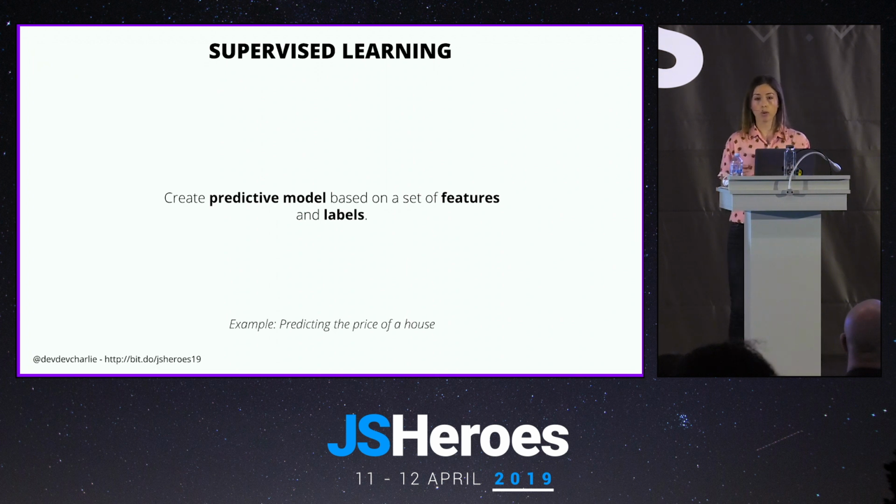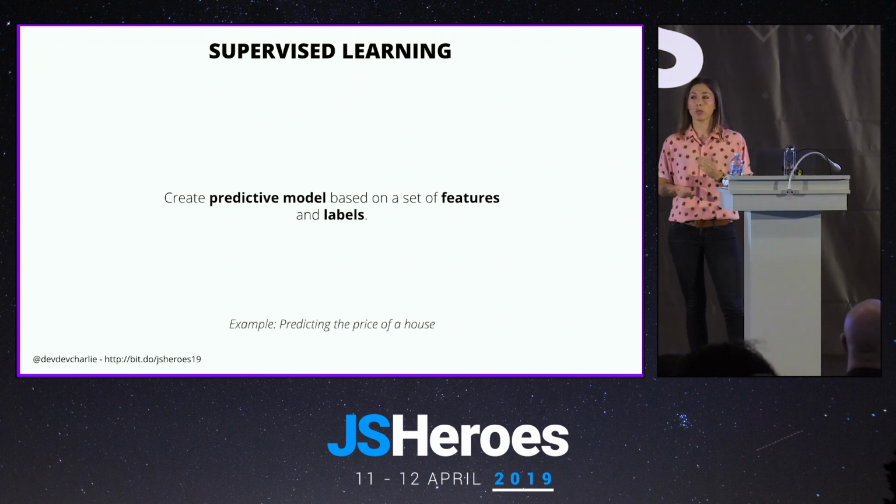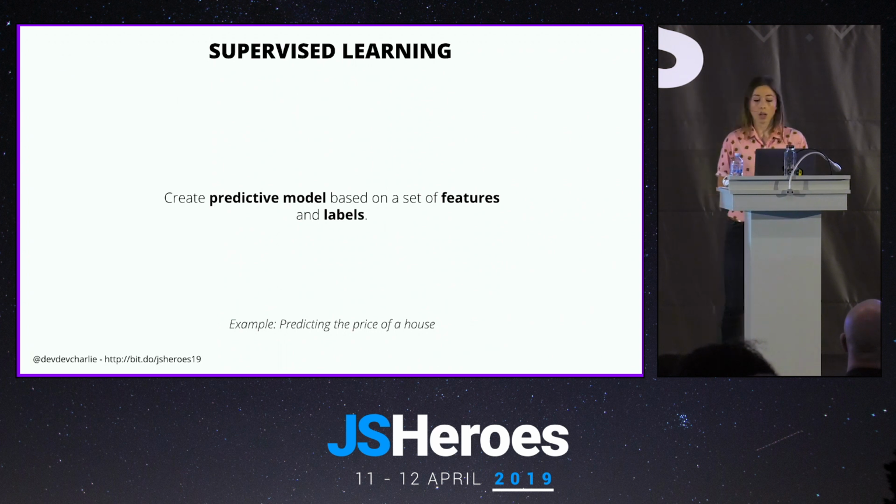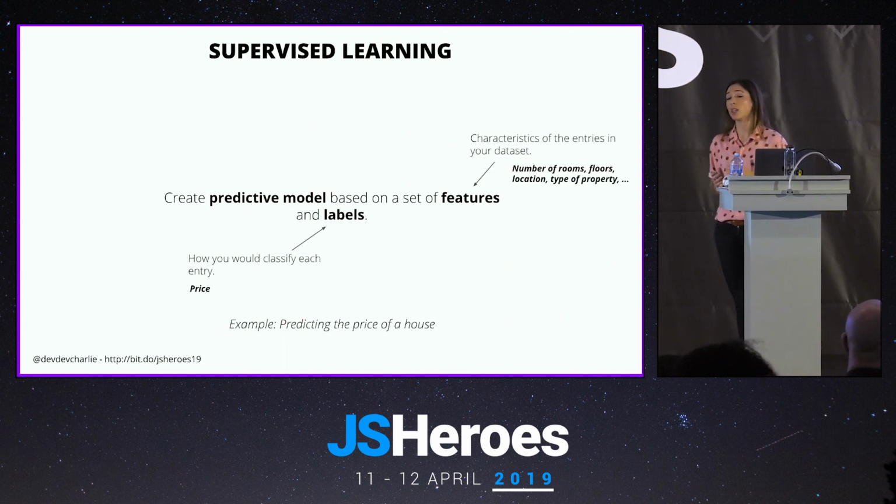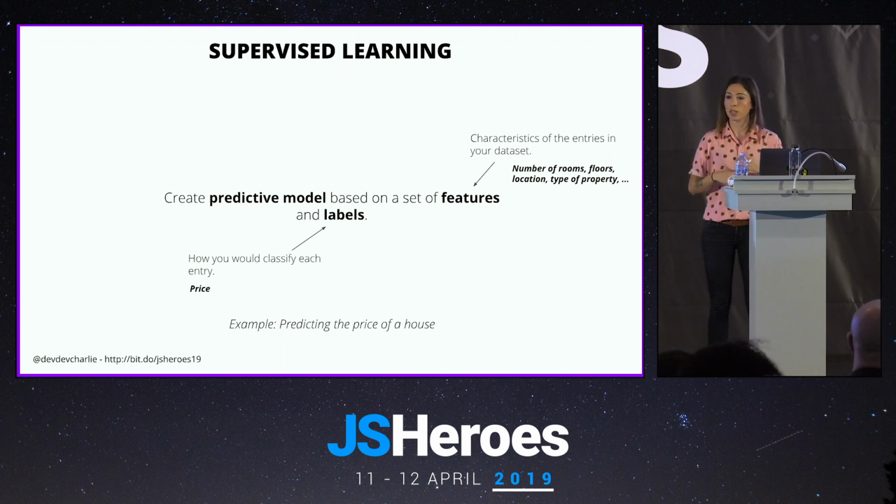A classic example of a supervised learning problem is predicting the price of a house. Let's say that you have a house and you want to sell it, and you don't know exactly how much you should go for. If you have data of all the houses in the market, your labels are going to be how you classify each entry in this data set. It would be the price, because what you're trying to actually predict is the price. So that would be your labels in your data set. And the features would be the characteristics of the entries in your data set. So in terms of houses, it would be the number of rooms, windows, floors, does it have a garden, which neighborhood it's in, and stuff like that.